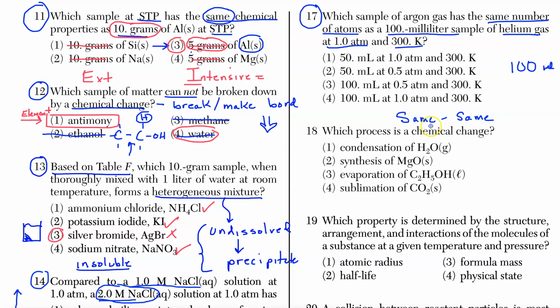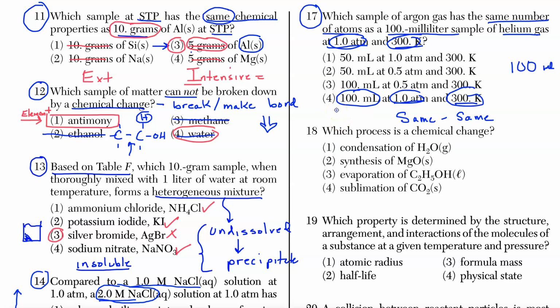Avogadro's hypothesis stated if you have two equal volumes of two different gases, both under the same conditions of temperature and pressure, they'll have the same number of particles. So all you need to know is, I'm looking for the same volume as long as what? We have the same pressure and temperature that was given. And so that's all you need.